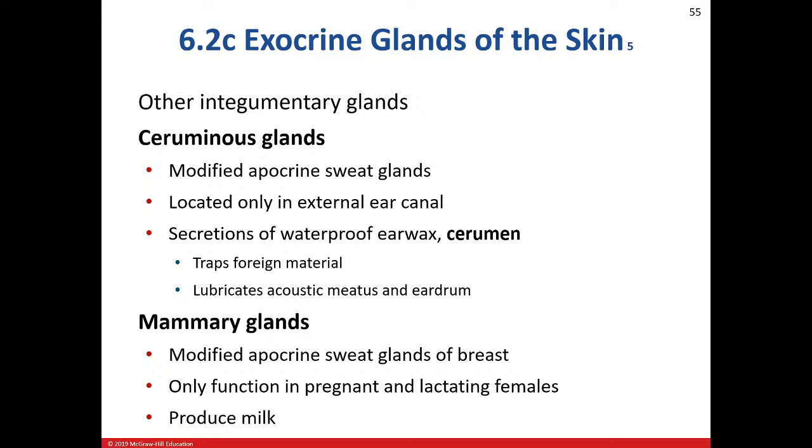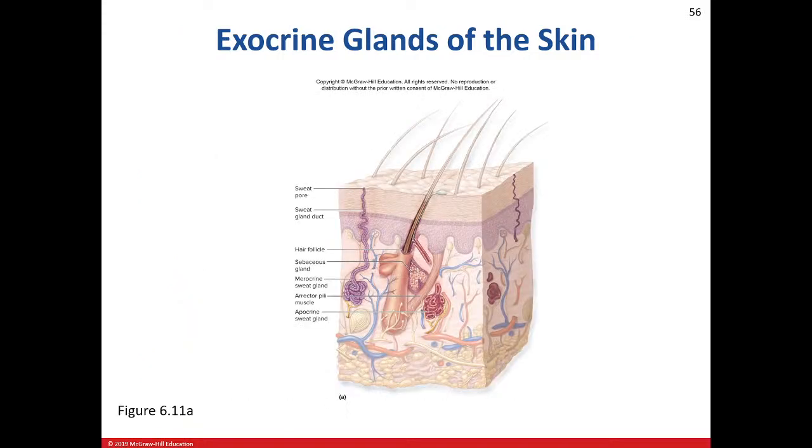All right. Then we have the mammary glands, which are also modified apocrine glands. They're located in the breast, of course, and they only function in pregnant and lactating females. Well, technically, they only function in lactating females, right? All right. So anyway, they're not active until pregnancy has occurred. All right. They produce milk.